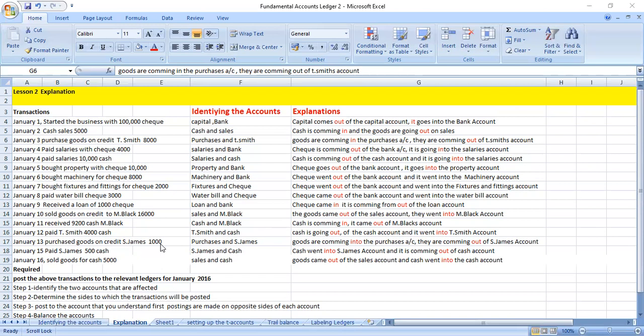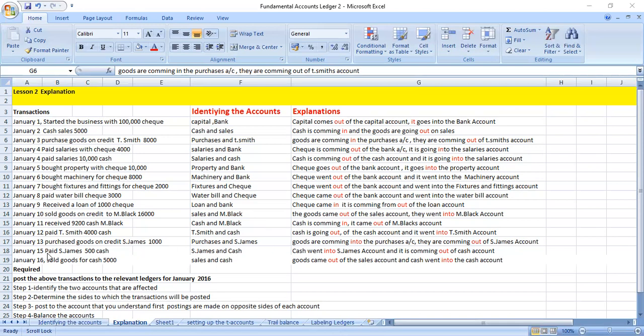James, $1,000. Two accounts affected are purchases and S. James. So the goods are coming into the purchases account and they are coming out of S. James account, and we have to record those financial transactions, right?